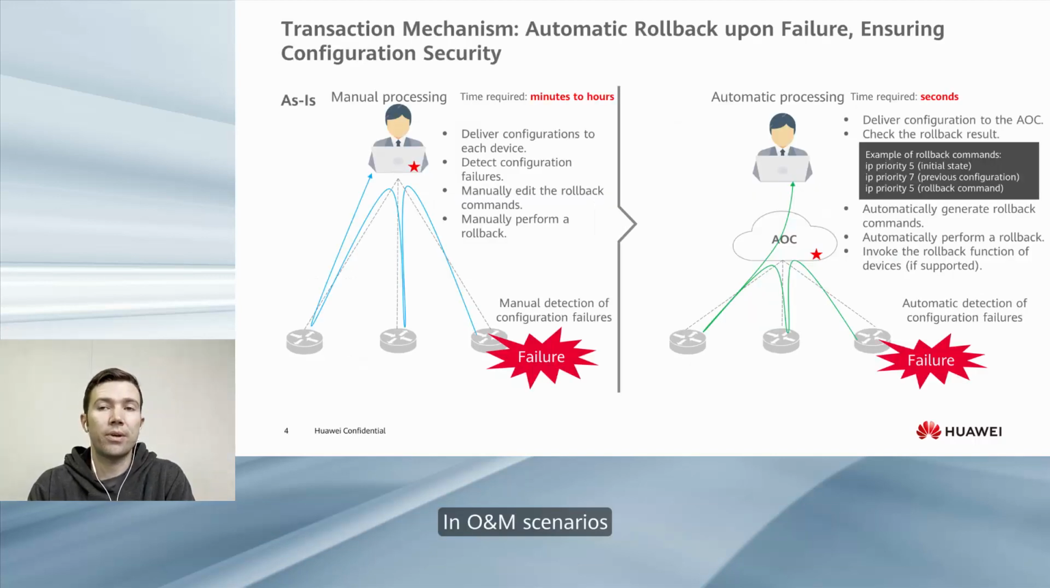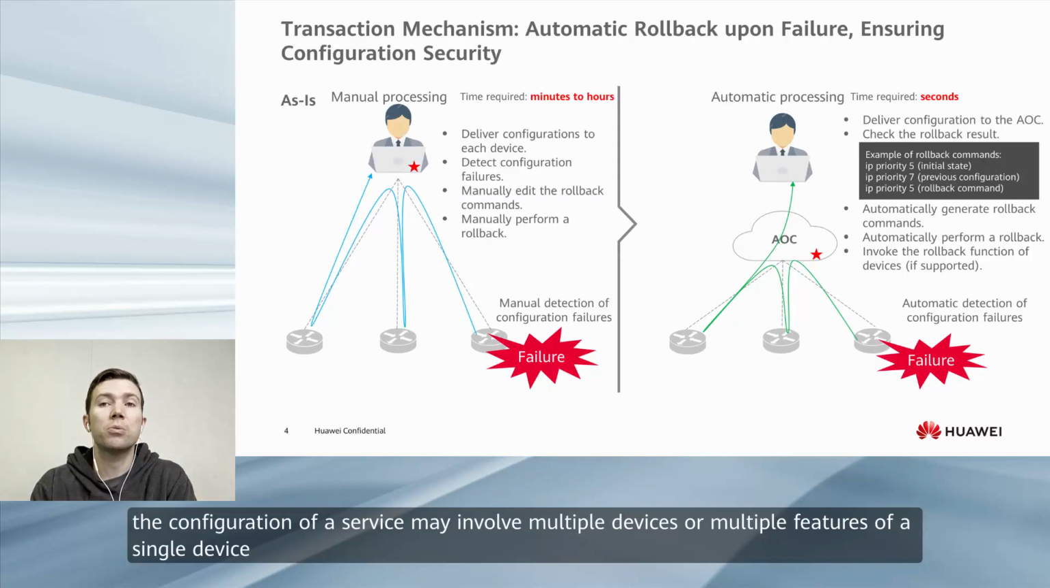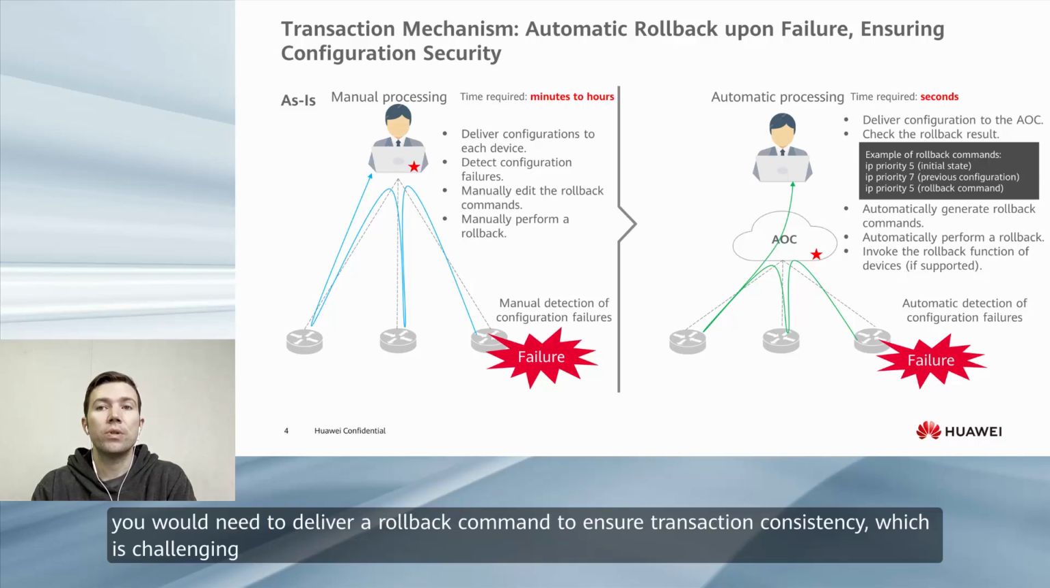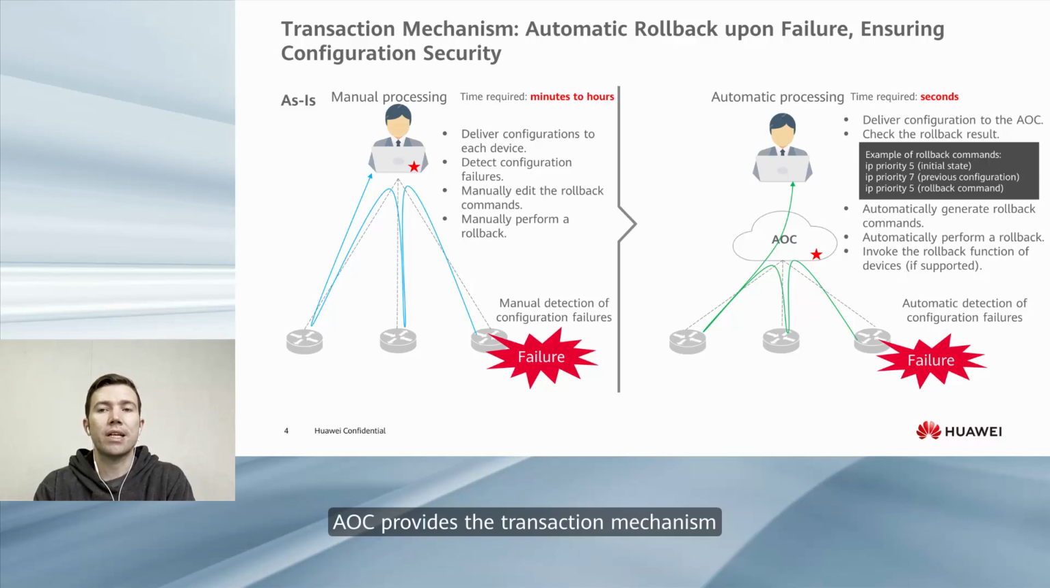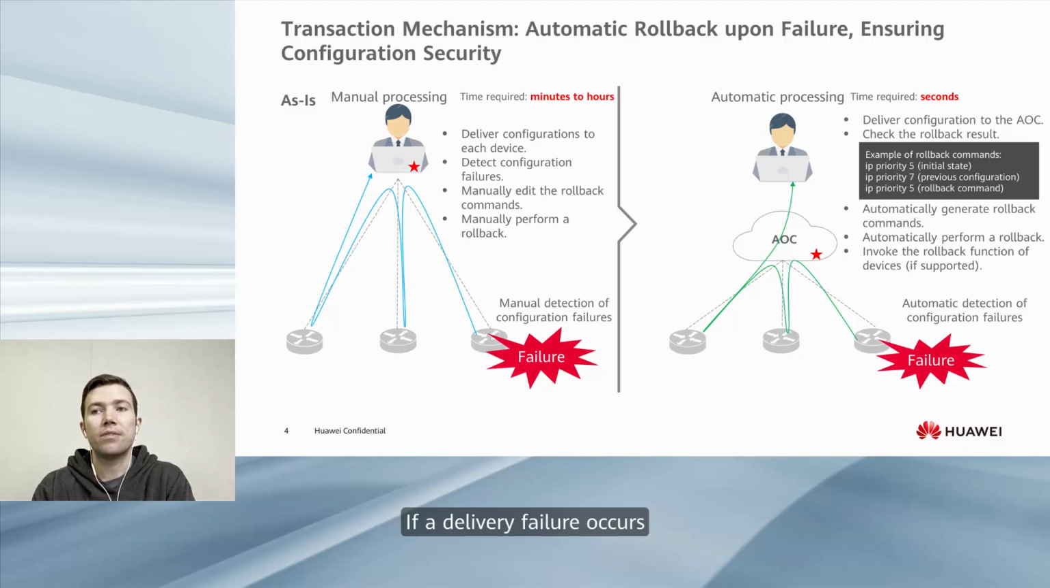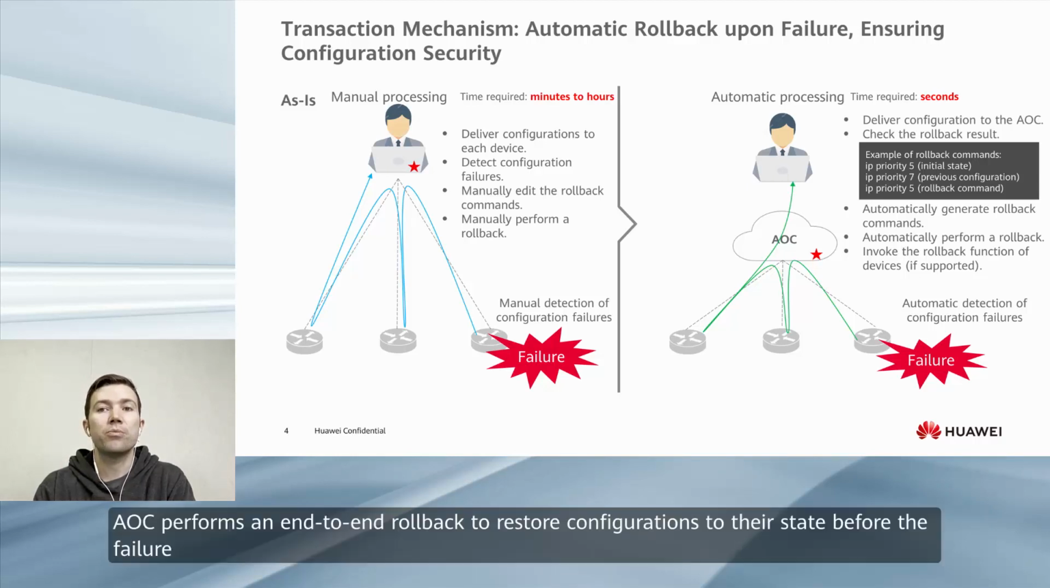In O&M scenarios, the configuration of a service may involve multiple devices or multiple features of a single device. In such scenarios, if any configuration fails, you would need to deliver a rollback command to ensure transaction consistency, which is challenging. AOC provides the transaction mechanism, which automatically generates rollback commands upon the delivery of configurations. If a delivery failure occurs, AOC performs an end-to-end rollback to restore configurations to their state before the failure.